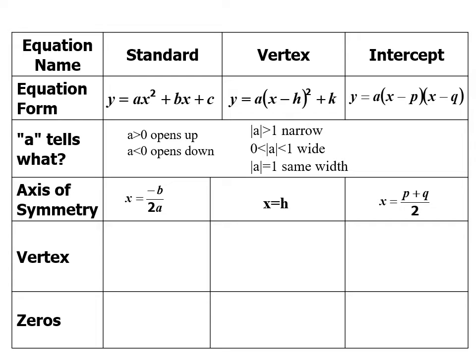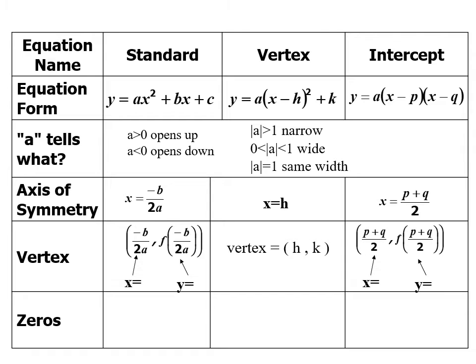Right there, axis of symmetry tells you the x value of the vertex no matter what form it is. So the vertex for standard, our x value is negative b over 2a, and then our y value is f of that value. So what that means is plug that x value in for all the x's, and then simplify, get you your y. For vertex form, it's just the ordered pair (h, k). For intercept form, like standard form, you have to take that p plus q divided by 2, take that number, plug it in for the x's, and then simplify, get you your y.